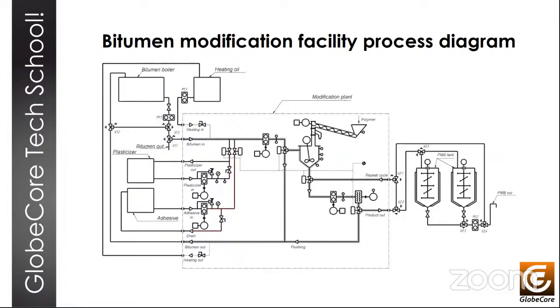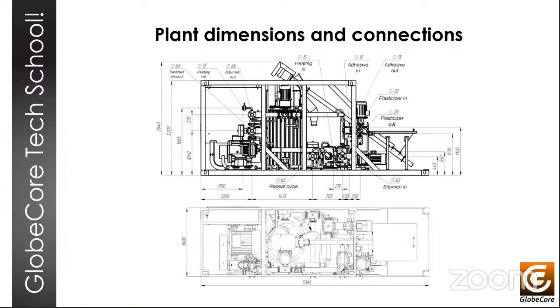Next slide, please. Here we can see the overall dimensions and the connection dimensions of the plant. This can help prepare for placing the plant and to prepare supply and output lines. Okay, and we can go to the next slide.